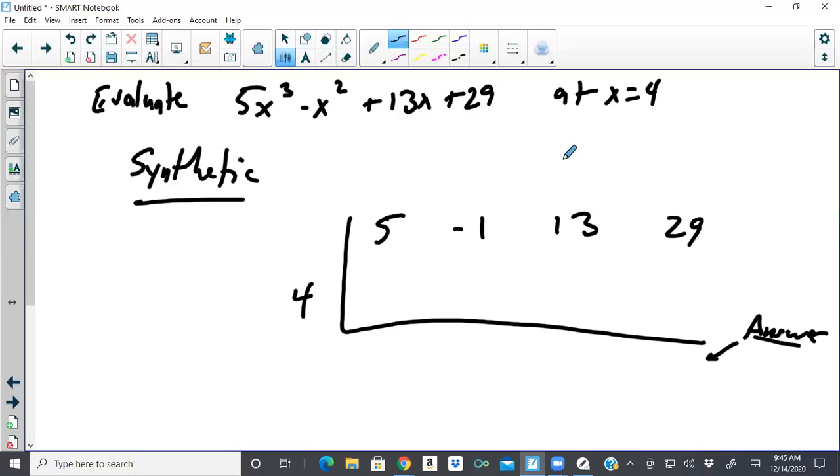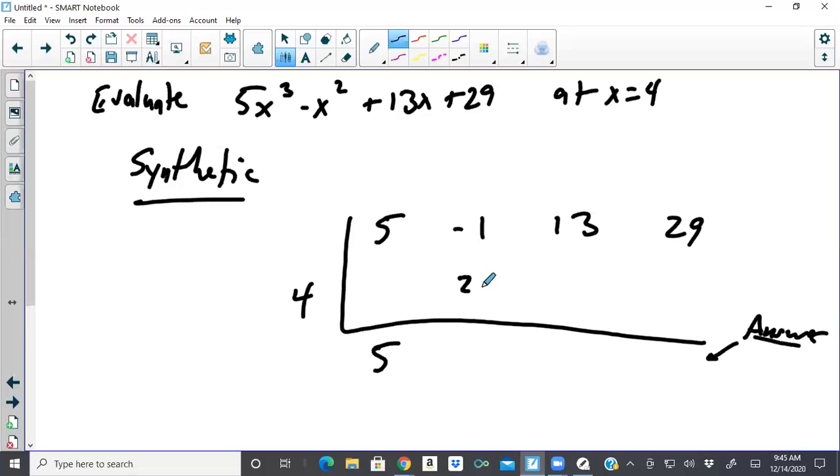Someone found out that that works with synthetic division. If you want to use that method with synthetic division, that's fine. If you would rather just take this 4 and plug it in and solve it that way, you can do that too. It makes absolutely no difference. I prefer to use synthetic division just because it's a little faster and I don't have to rely on my calculator pretty much, right? So I'm going to drop that 5 down.